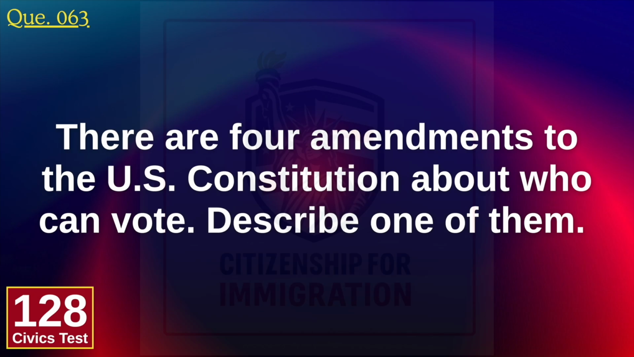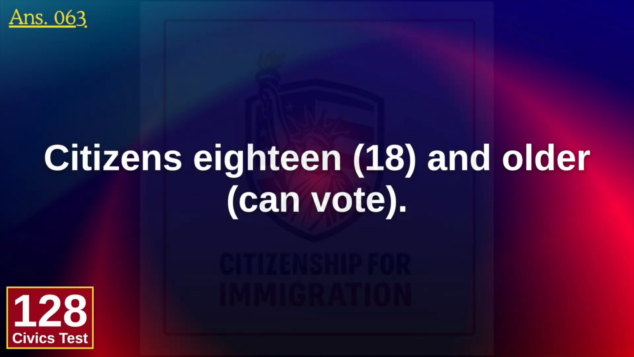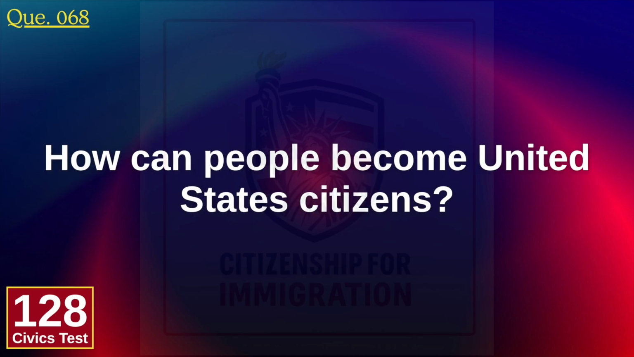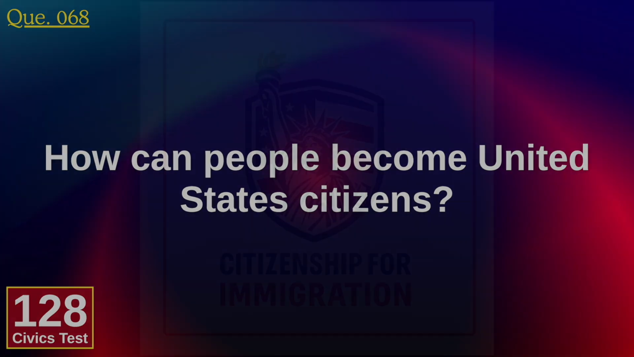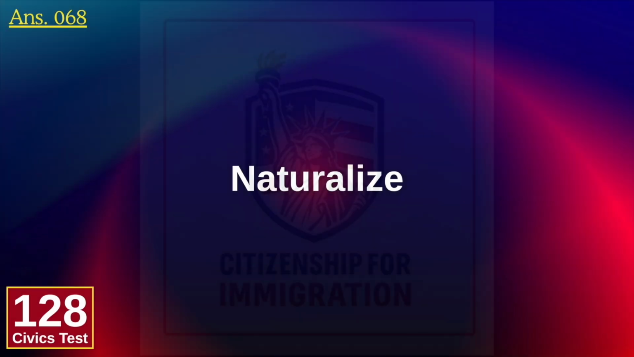There are 4 amendments to the U.S. Constitution about who can vote. Describe one of them. Citizens 18 and older can vote. How can people become United States citizens? Naturalize.